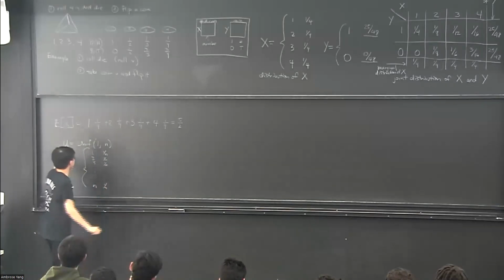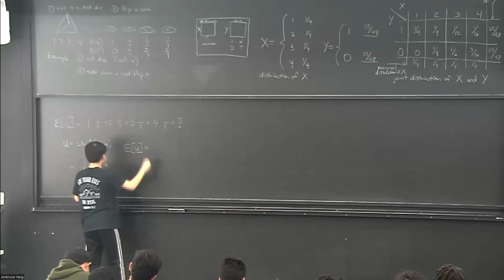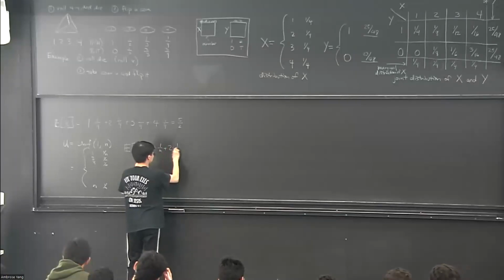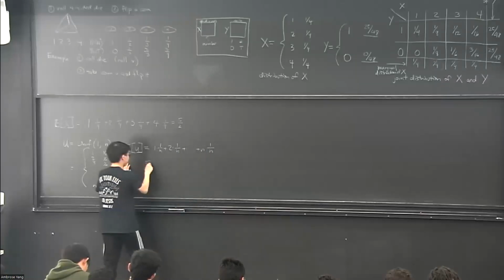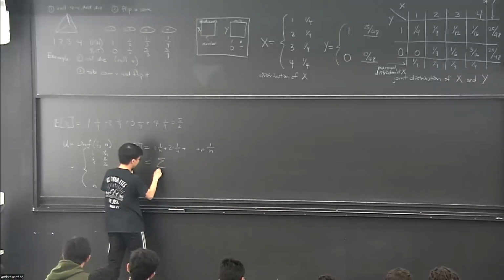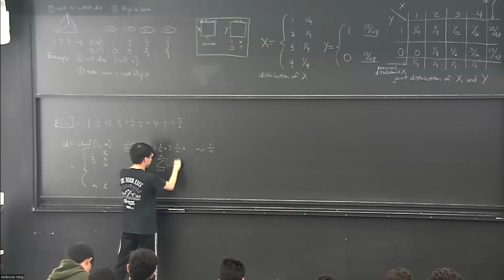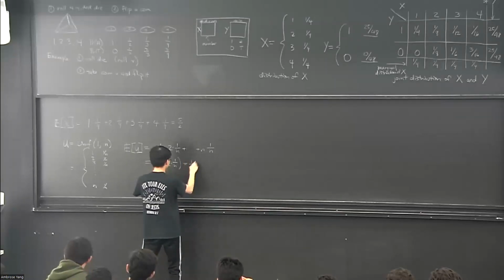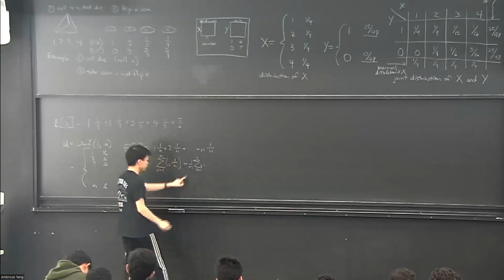How am I going to calculate the expected value of U now? Well, it will be 1 times 1 over n, plus 2 times 1 over n, all the way up to n times 1 over n. I'm going to write this in summation form: the sum from i equals 1 to n of i times 1 over n. Notice the 1 over n doesn't depend on i, so I can pull it out of the sum: 1 over n times the sum from i equals 1 to n of i.